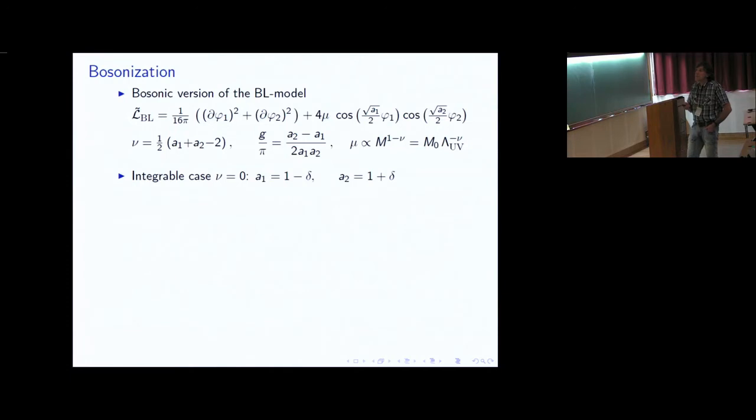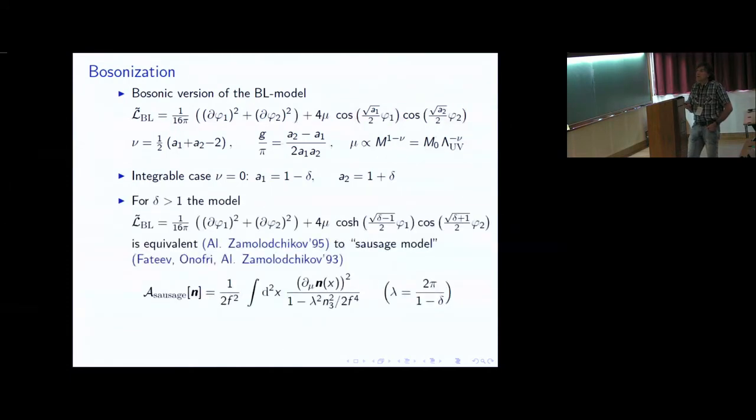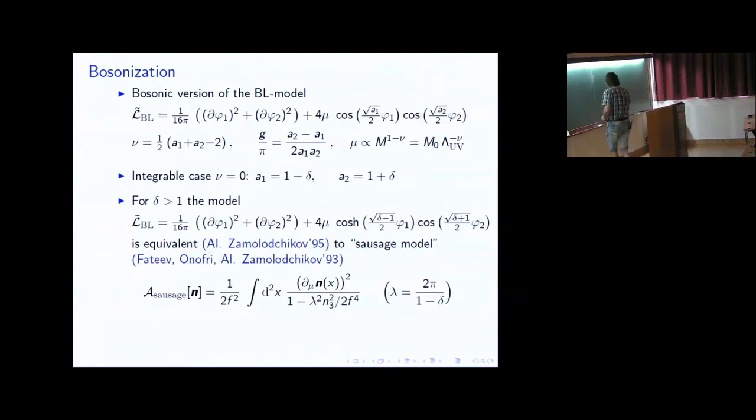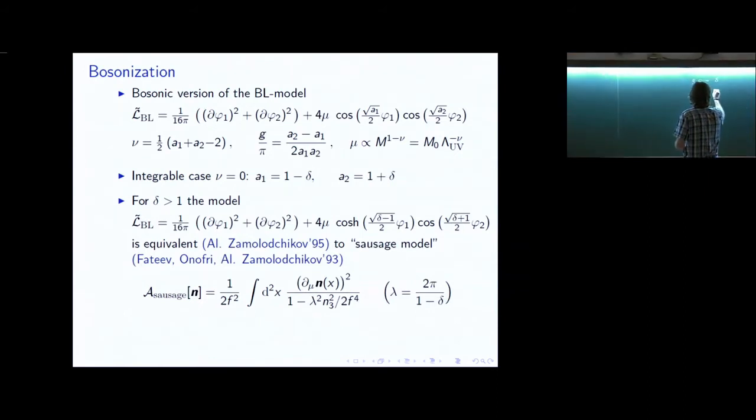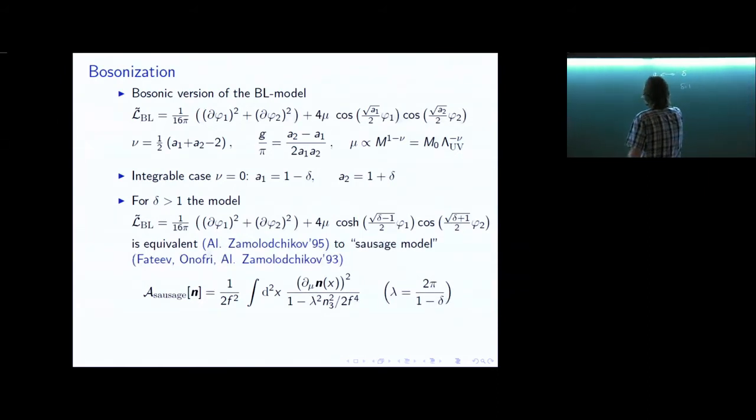Let's see, suppose now delta goes to zero, it's a weak coupling regime of the theory. But let's see what happens. You can easily check that delta is just a parameterization of g, and delta equal to 1 corresponds to the point g equal to infinity. It's a strong coupling point. Okay?